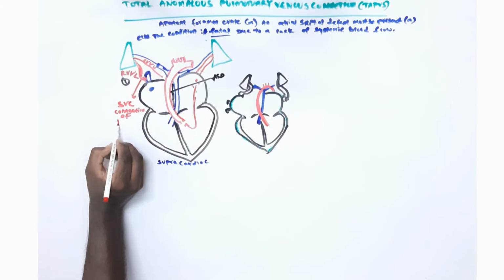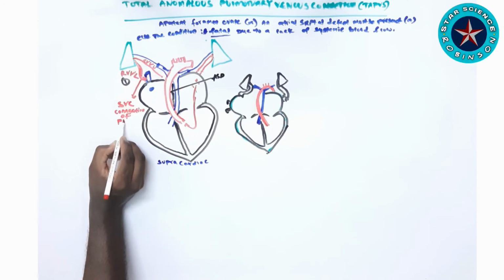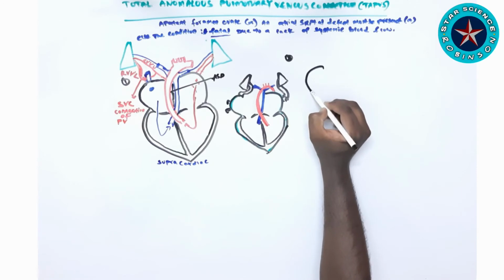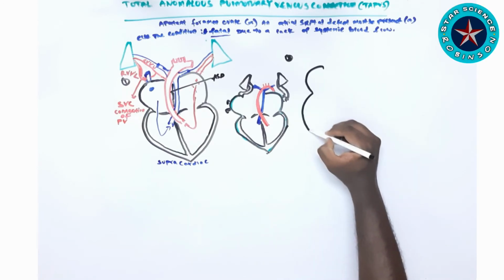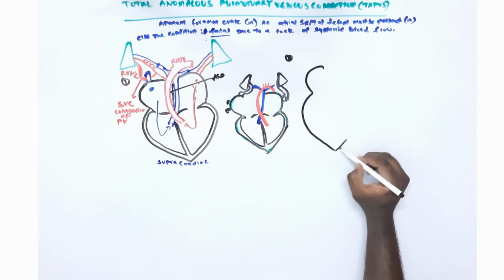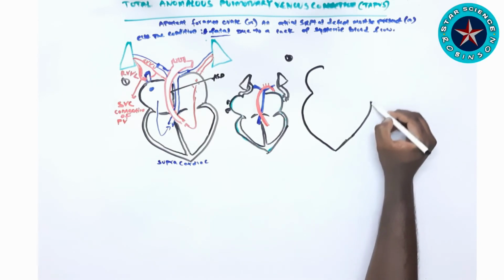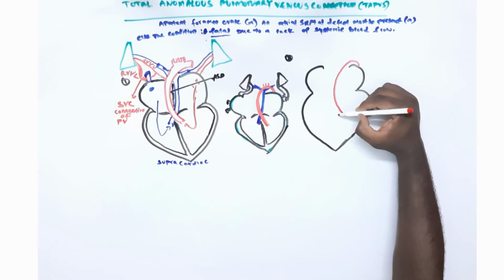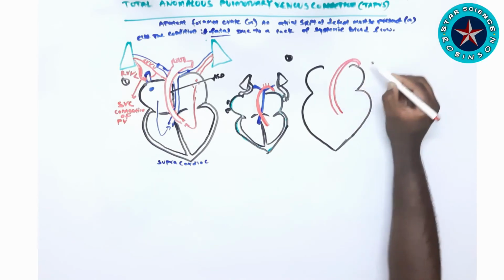Next we are going for the second type, and in the second type you just remember that it is cardiac. Here the pulmonary vein will connect to the coronary sinus or to the right atrium. That is the malposition of the pulmonary veins.